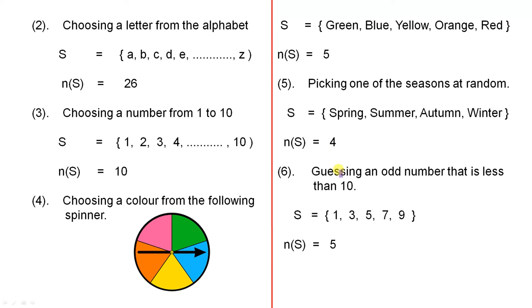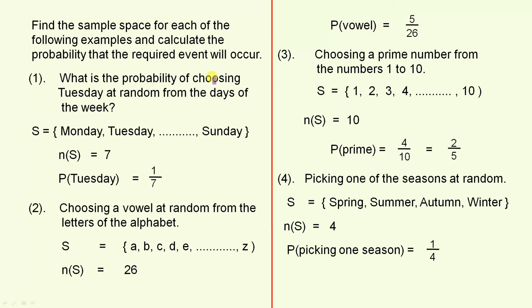And the next one, guessing an odd number that is less than 10. Okay, so the sample space will be the odd numbers that are less than 10. The number in the sample space is 5 because there are only 5 odd numbers that are less than 10. Let's look at these interesting situations.